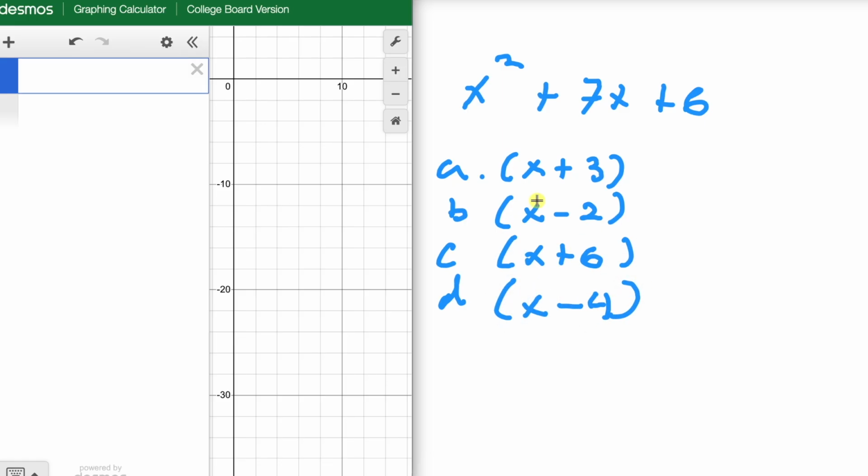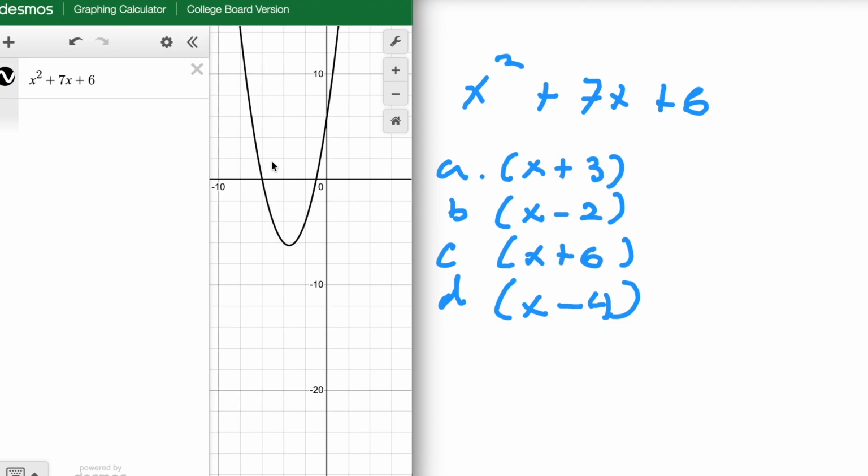To see which one is a factor, what you could do is factor this out. And this one here is pretty easy; you could factor it out pretty quickly. But on some other harder SAT problems, they make it really hard, where you can't factor it out very quickly. It takes a lot of time. So what you can do is go into Desmos like this, and plug in first this equation right here, x squared plus 7x plus 6. This gives you this line right here.